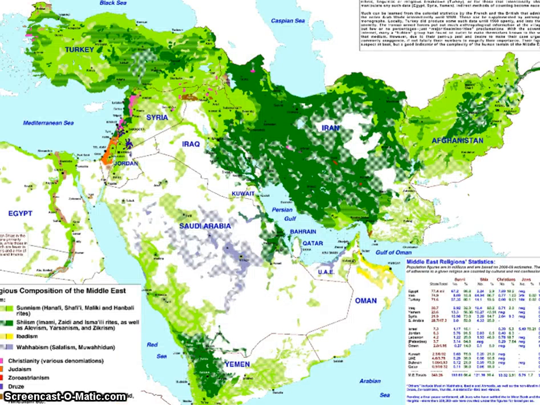This is the last part of the lesson where you see the questions that you have to answer. And this is a map of religious composition of the Middle East. If you want to see your own version, just click on the link. But what we see is the light green indicates Sunni Muslims, the dark green indicates Shia Muslims. Then we see the light purple Christianity, the orange Judaism. Next we see Zoroastrianism.